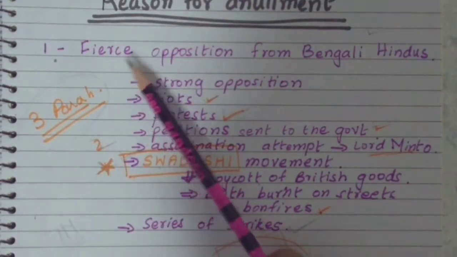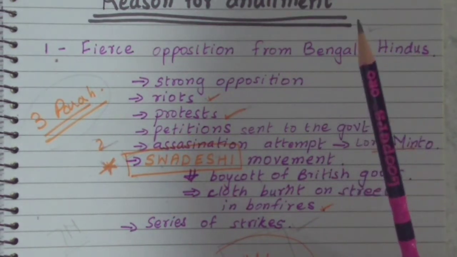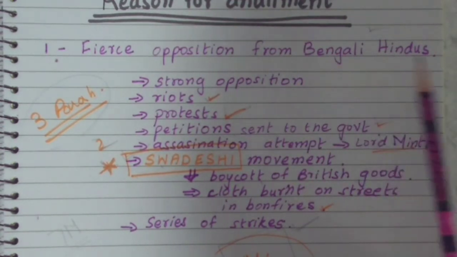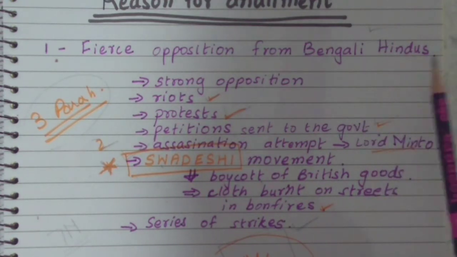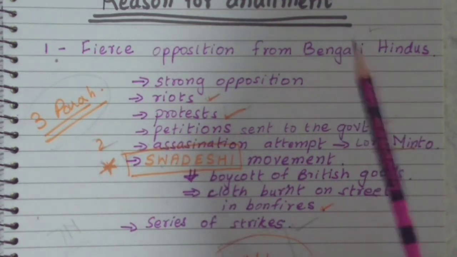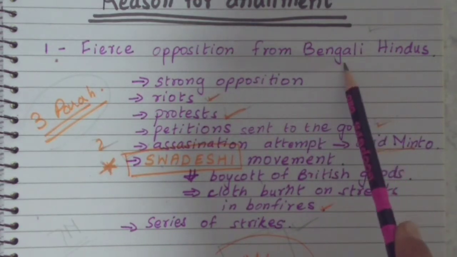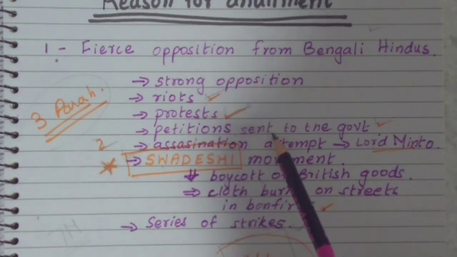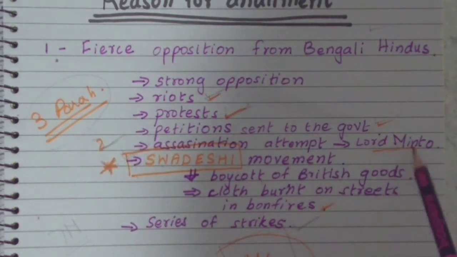Now let's move on to the reasons for the annulment of the partition. What were the reasons? There was fierce opposition coming from Bengali Hindus, Bengali businessmen who were against this partition of Bengal. They were the leading businessmen of Bengal, amassing all the wealth in the capital that Bengal was providing. So they were the ones who were hurt the most, and there was a strong opposition that came from them, and this opposition was in the form of riots, protests, and petitions which they wrote and sent to the government, and they also made 2 assassination attempts on Lord Minto. Then they launched a Swadeshi movement.